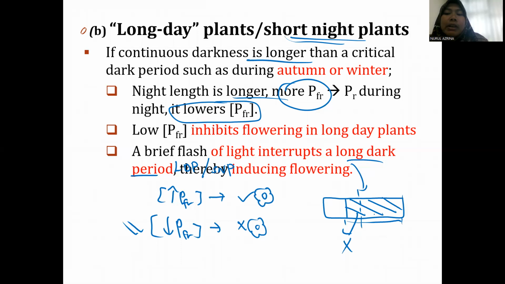But when you give a flash of light during the continuous dark period, so a brief of light interrupts the long dark period and then induces the plant to flower.